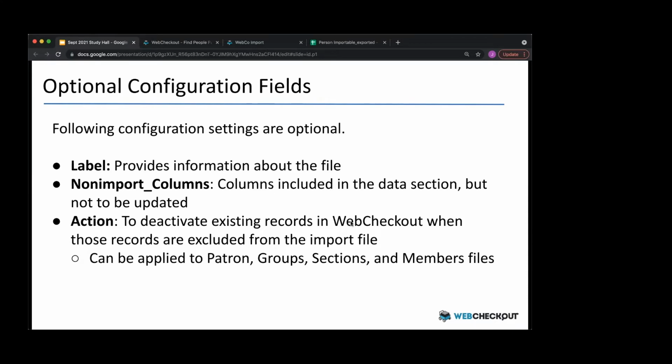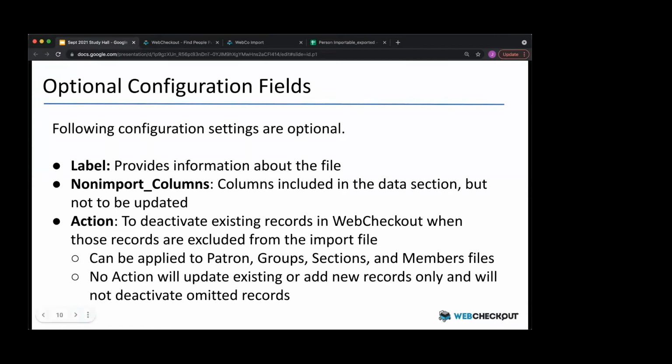My import did not have an action, which is why all active patron records remain active. And no action will update existing or add new records only and will not deactivate omitted records. Okay, so if you are not using these optional config settings, you can leave them off the file altogether, right? Or just leave the value blank.